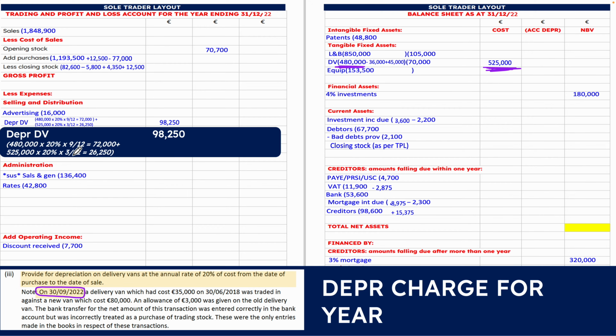So for the first 9 months, we had 480,000 worth of vans, multiply them by 20% depreciation for the year, and that's 72,000. And then that went up to 525. So that 525 by 20%, we're going to multiply that then by 3 over 12. And that's 26,250. So altogether, we are going to have depreciation on delivery vans of 98,250 euro. Okay, so that is the depreciation on delivery vans there.